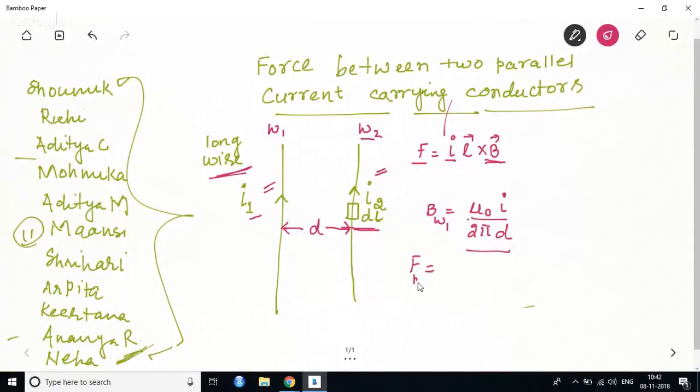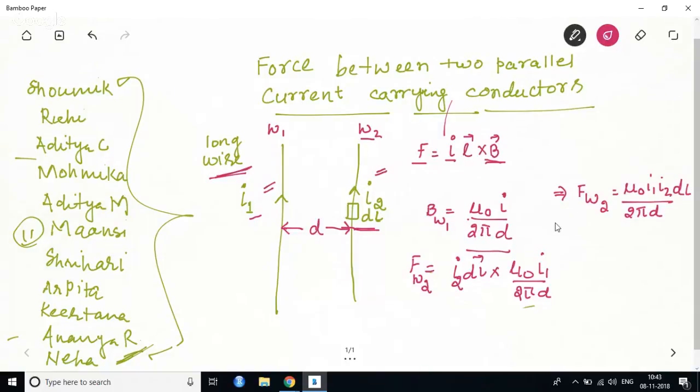Now, what about the force on the second wire? Force on the second wire would be I, length I am assuming as dl, and B. So I is I2 in the second wire, dl, and B due to the first wire, which is mu naught I by 2 pi d. So the force on the second wire, FW2, would be mu naught I1 I2 divided by 2 pi d, times dl.